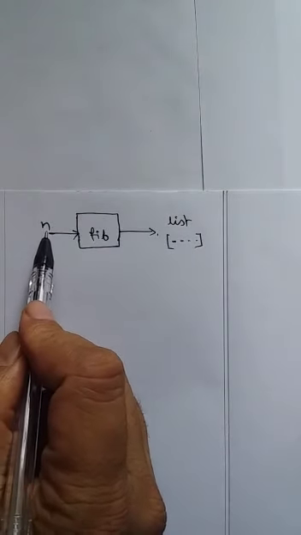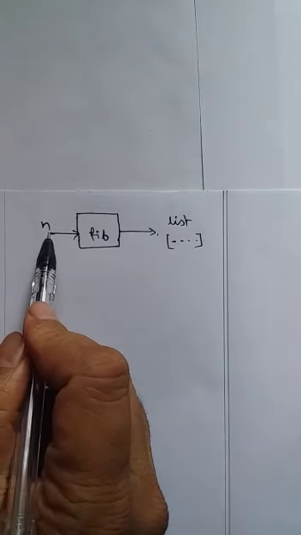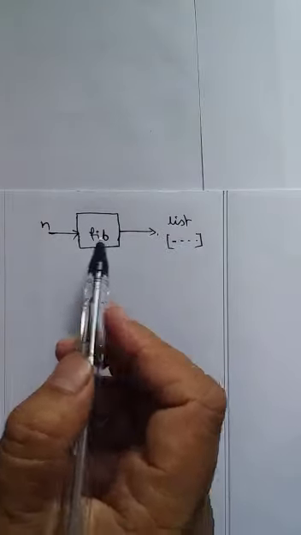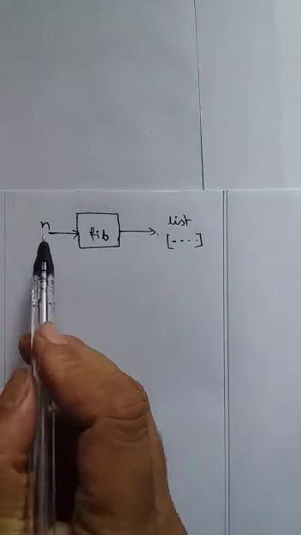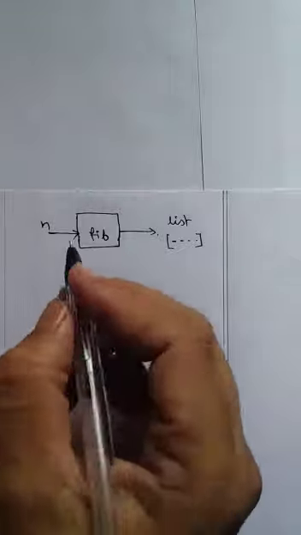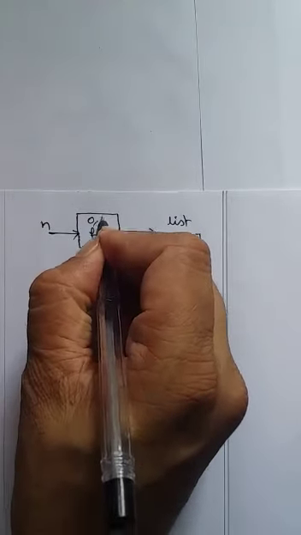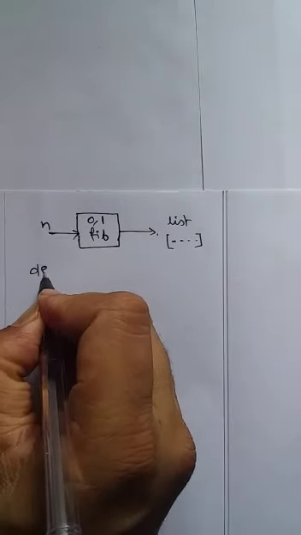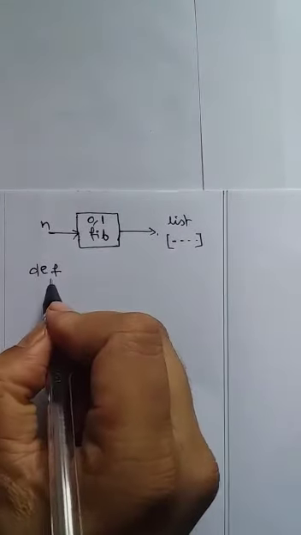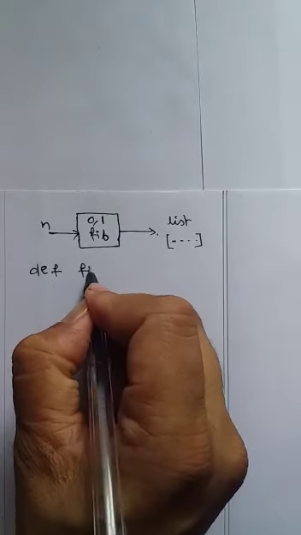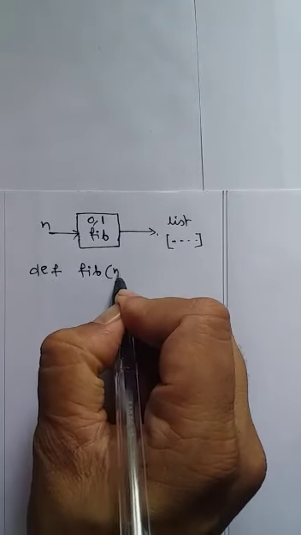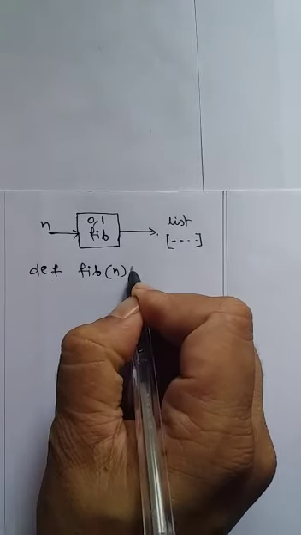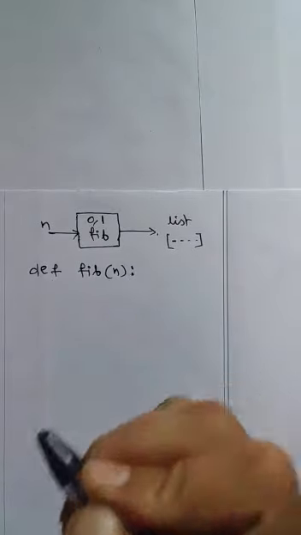The input is n, the value up to which we want to find the series. The output will be the numbers up to n in the form of a list, and the initial values will be 0 and 1. So first we need to write a function header, starting with the keyword def, with the name of the function as fib. We want to find the series up to value n, and as it is a function, put a colon.